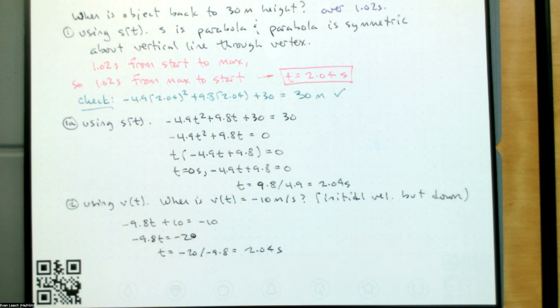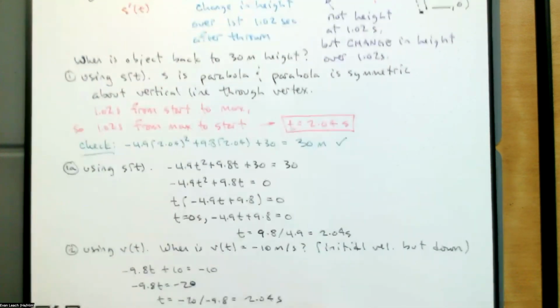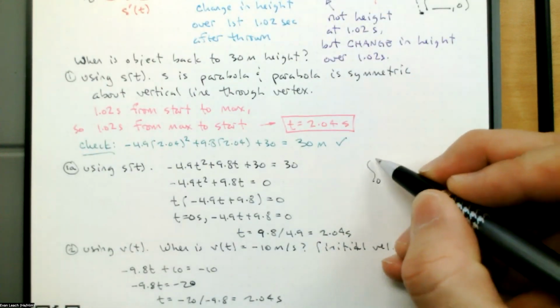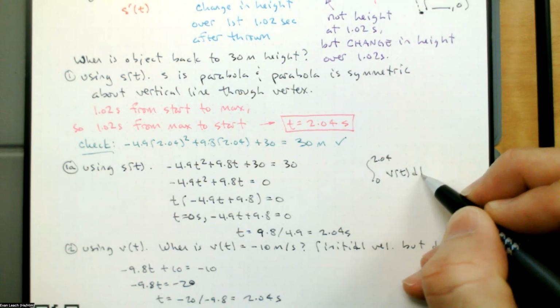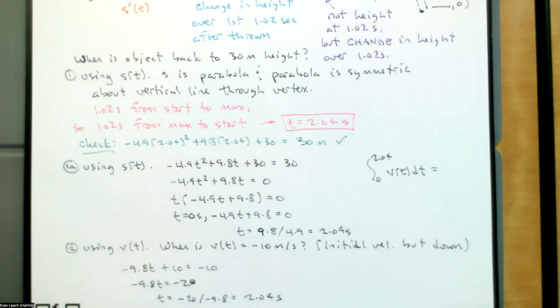Questions? One last thing, thinking about definite integrals. I wanted to interpret definite integrals more. Another thing to think about in terms of definite integrals: if I integrate the velocity from 0 to 2.04, what am I going to get? Just thinking in terms of definite integrals. If we integrate from 0 to 2.04 this velocity, what's this going to equal?